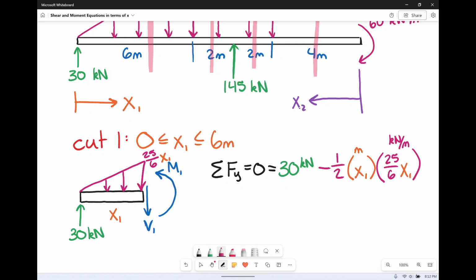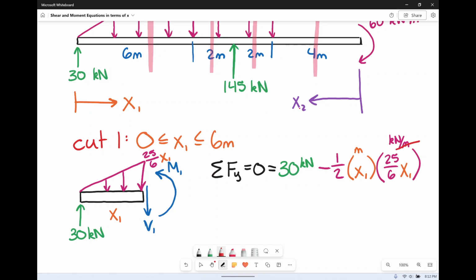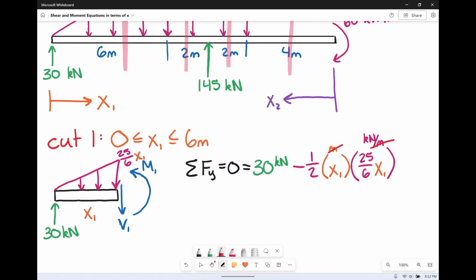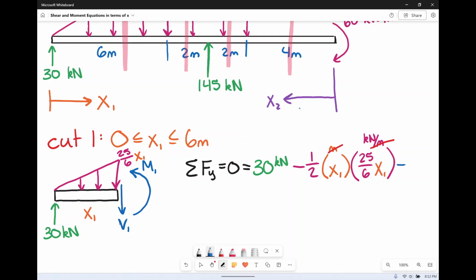So again, the whole reason we're going to write out all of these units is so that we can go back through with our lovely red pen and just cross out our units, watch them cancel, make sure that the final value that you are getting is in fact the correct unit. So we are getting kilonewtons, so good.